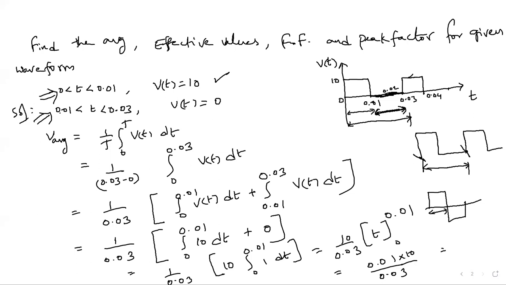3.33 volts. Very good. Once done with the average value, calculate the effective value. You know the formula. You already have the time periods and the value of amplitude in between those two time periods. So just write the effective value formula, that is your RMS value.